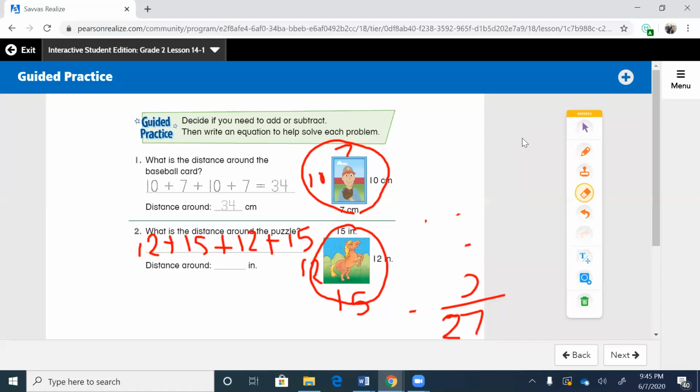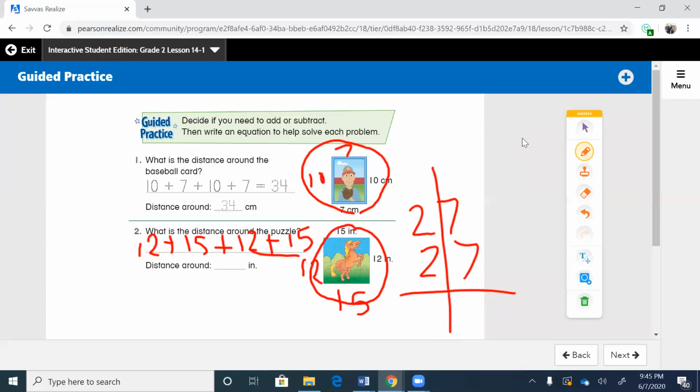So once you've figured out the number, it was 27, now you're just going to add another 27 to it. Oh, we're going to have to regroup this time. 7 plus 7 is 14. Put the 4, carry the 1. 2 plus 2 is 4, and 1 more is 5. The distance around the puzzle is 54 inches. All right? So just remember, when you're going around, you're just putting those same numbers in. Okay?